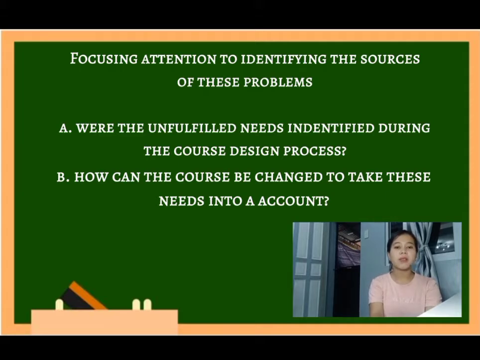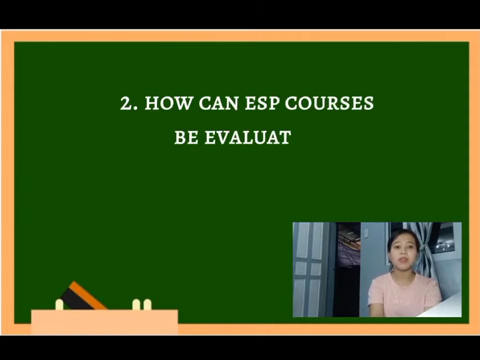First, were the unfulfilled needs identified during the course design process? If not, why not? And next, how can the course be changed to take these needs into account? If these needs were identified during the course design process, why have they not been fulfilled? Is the fault in the syllabus, the materials, the teaching and learning techniques, the testing procedures, logistical or administrative arrangements, and the course system?